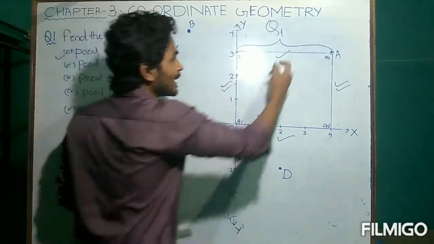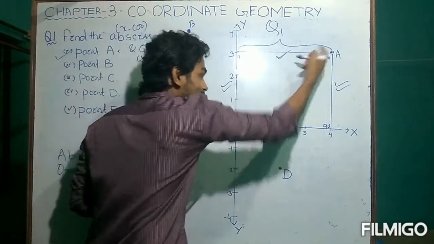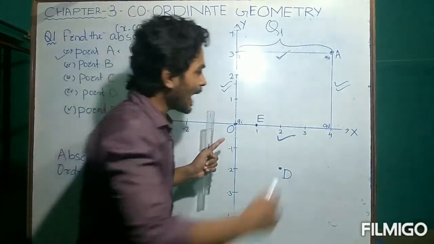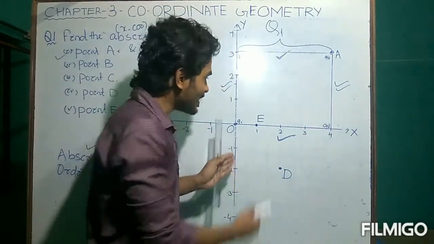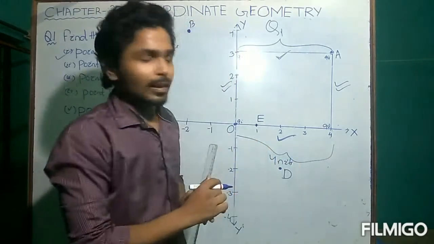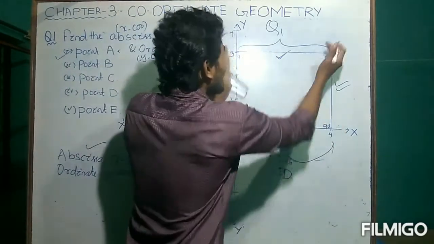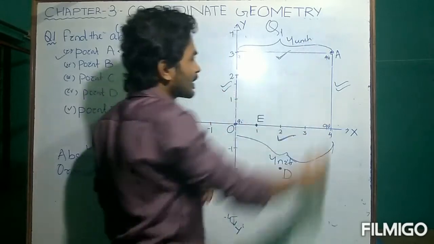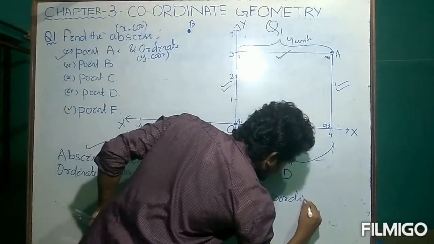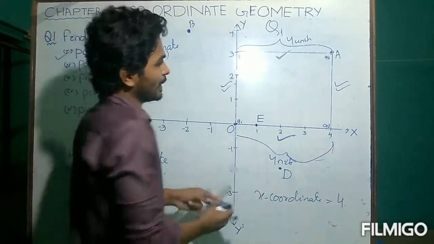Since we know that this distance is equal to this distance, let us find this distance first. In order to reach this point, you have to start your journey from the origin. Then you go through the positive direction of the x-axis and reach up to 4 units. That means this distance is 4 units. If it is 4 units, then this must also be 4 units. So this is your x coordinate. Hence, you find the x coordinate is 4 here. Clear?